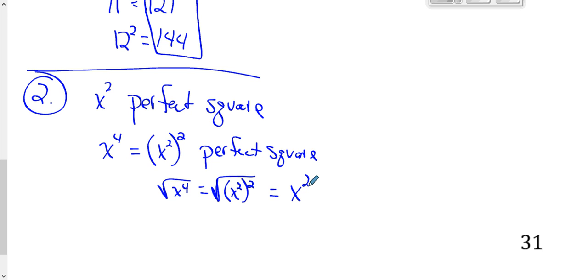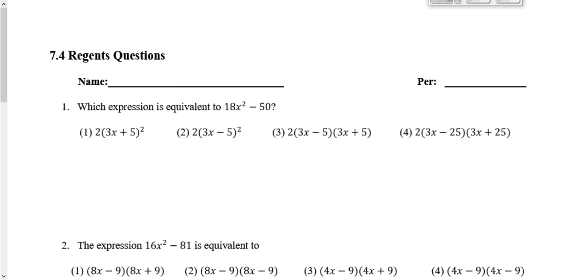What about x to the sixth power? Could that be a perfect square? Yes, x cubed squared. 3 times 2, right? So the square root of x to the sixth would be x cubed. Just keep that in mind. So let's go to the Regents questions.